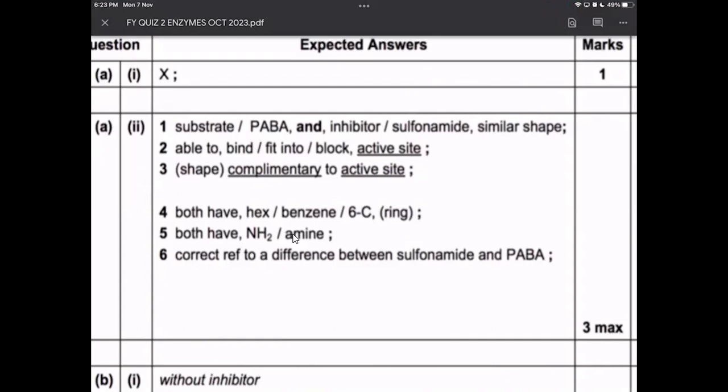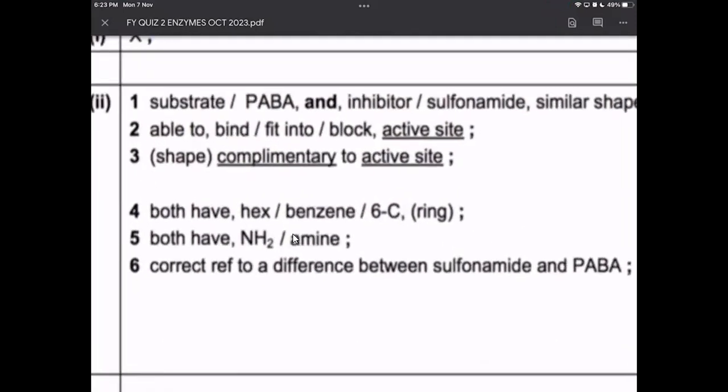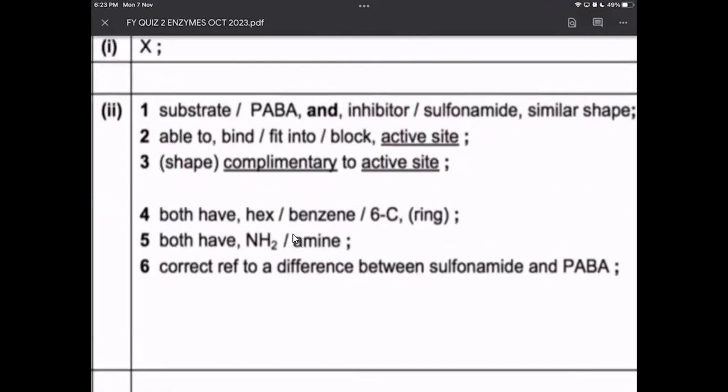But if this question is carrying 4 marks, then you have to pick up similarities from the diagram. So you will look at the diagram and ask what the diagram is telling me. The diagram is showing that both of them have amine groups, both of them have a 6 carbon ring, or you can even say they have a benzene ring. Okay, that is the point. Is this clear?